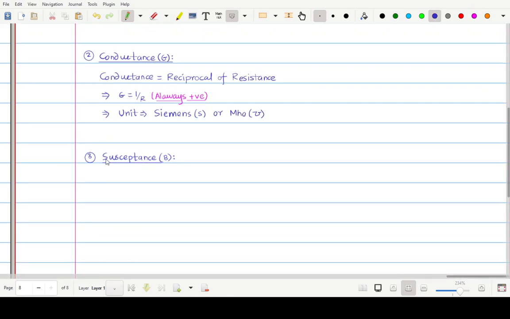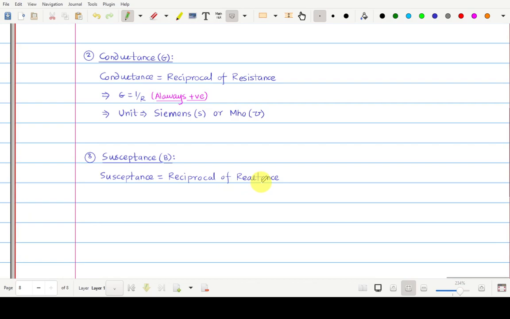Okay. Now our next parameter is susceptance. Susceptance is indicated by capital letter B, but many times this B is also used for magnetic flux density. Okay, so you should be very careful when you are using symbols. So it should not be confused with magnetic flux density. Okay. Now friends, as per definition, your susceptance is nothing but what?